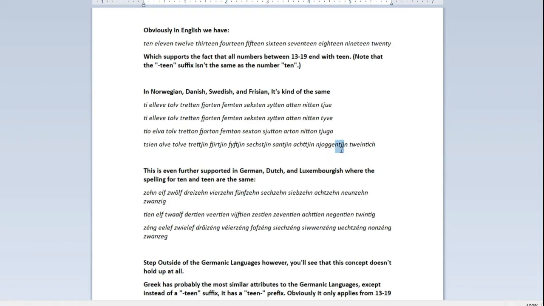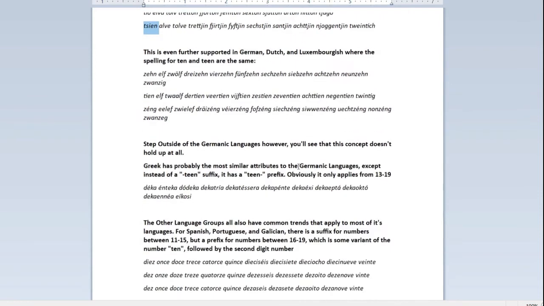And you see the same exact trend where we have 11 and 12, they're distinct numbers. 13 and 19, they all have this 10 suffix, but the number 10 isn't the same as the 10 suffix. Though, for German and Dutch and Luxembourgish, also all Germanic languages, so far we've only been talking about Germanic languages, as you can see, that isn't really the case.